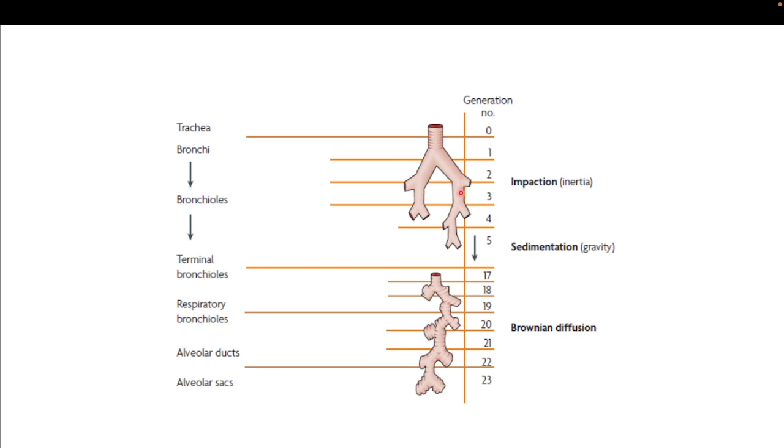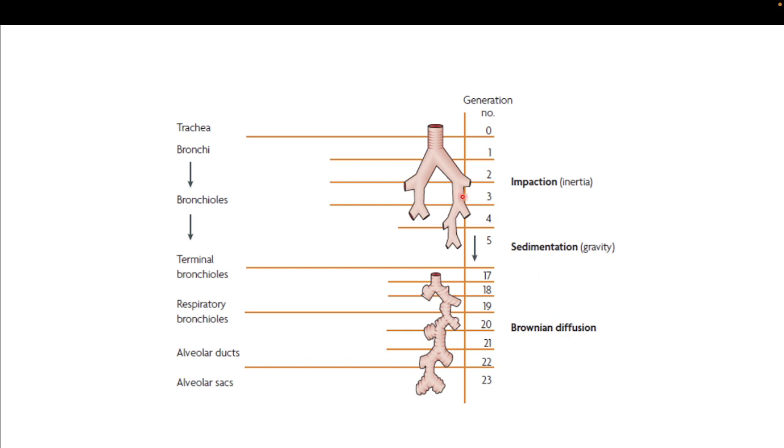Later on, gravity takes over. If your particle is in the range of 1 to 5 microns, which is quite heavier compared to nanometer particles, they will start settling because of gravity. Whenever they reach the very small bronchioles and the alveolar ducts, they undergo Brownian diffusion, where they randomly keep on hitting each other, and because of that impact they further start settling down. So these are the mechanisms behind the inhalation route: first impaction, then gravity, and then Brownian diffusion.